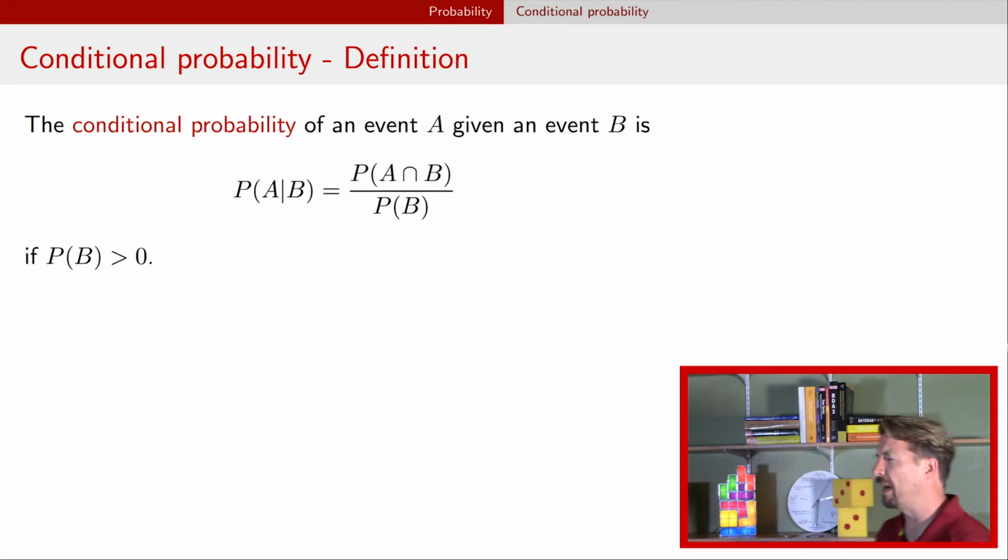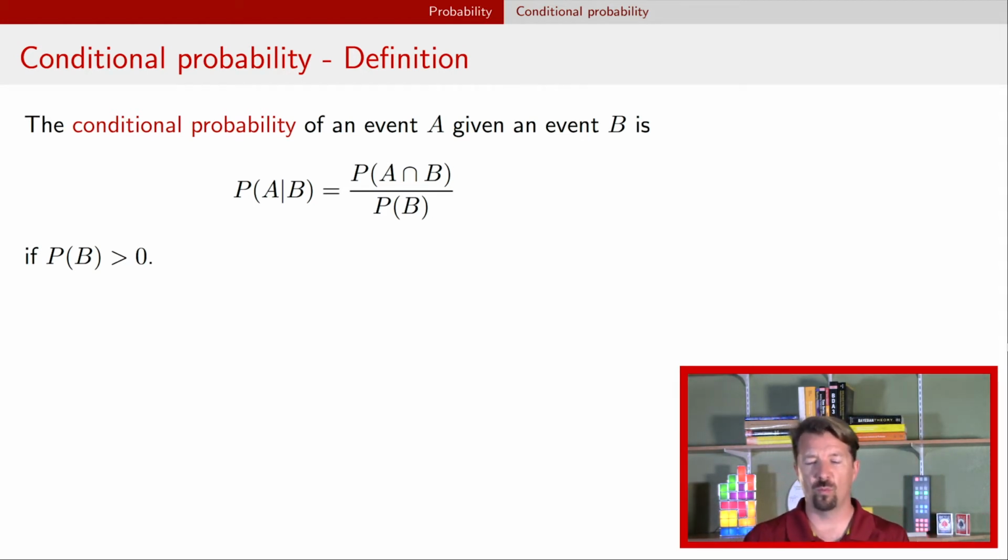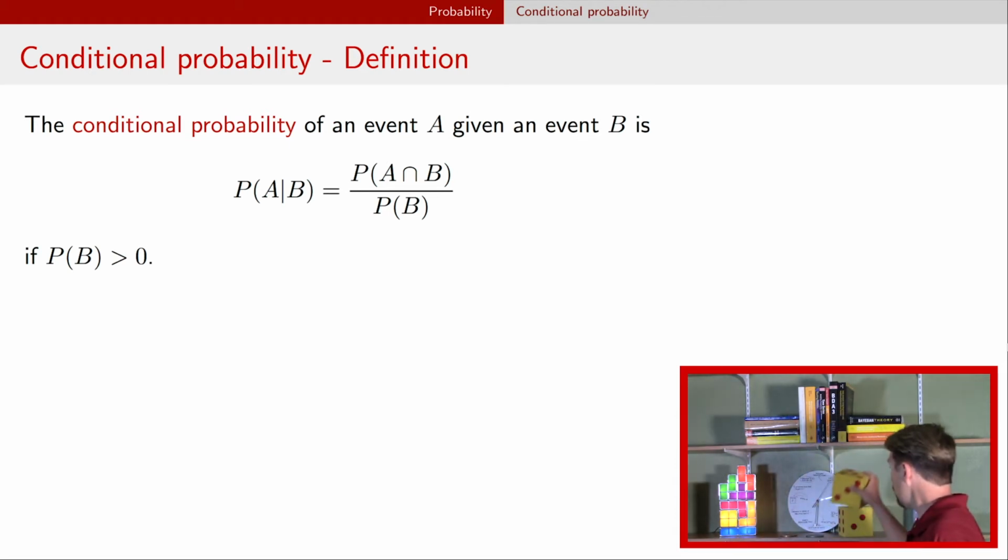And so if you want to think back to our example of throwing some dice here, you might say, what if we knew the result was odd? Well, then what's the probability of 1? Something like that. Okay. All right.